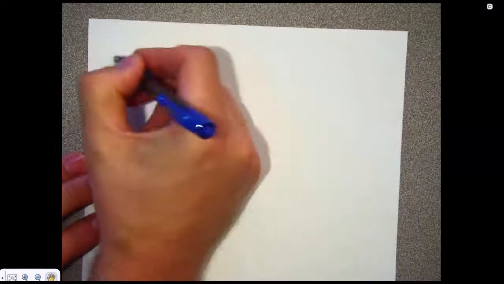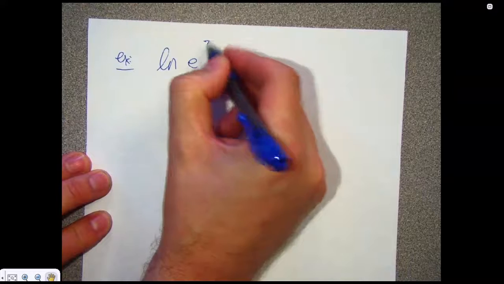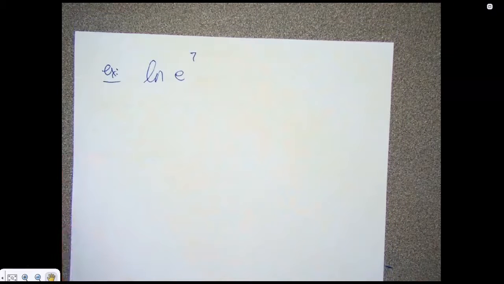The questions you'll get a lot of will be something like this. Like this will be involved in a ton of the questions that you do. Like ln of E to the 7th.